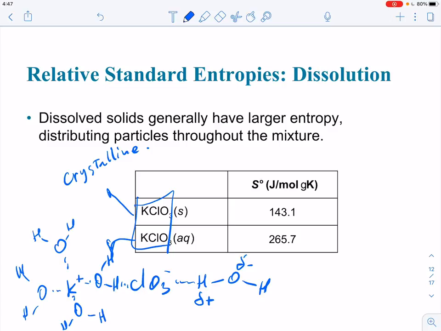So the dissolution process, in which that salt dissolves in water, will increase the entropy. That structure will not be in a very well organized state. It will not be in a perfect crystalline structure. It will be all around the flask, the container of that liquid. So whenever you see a solid compared to the dissolved version of that solid, the entropy will be larger.